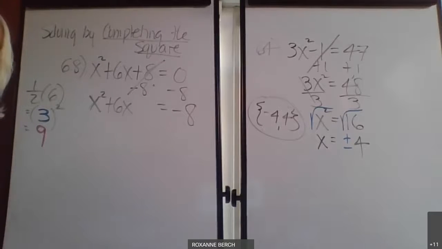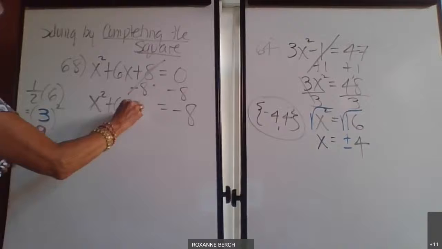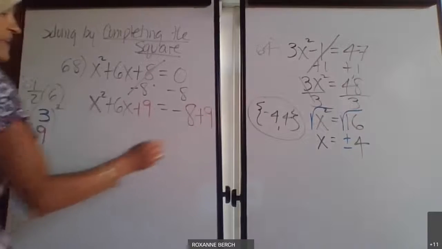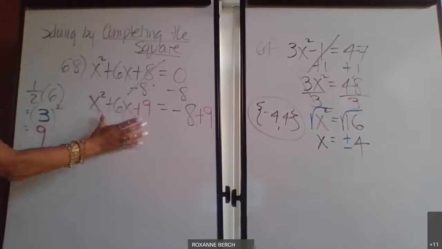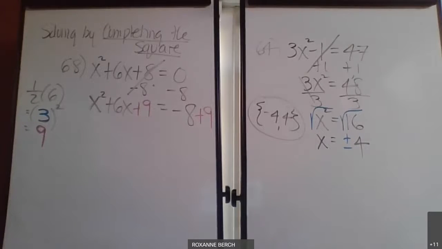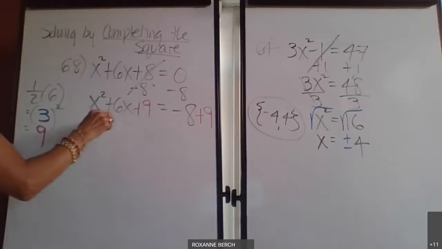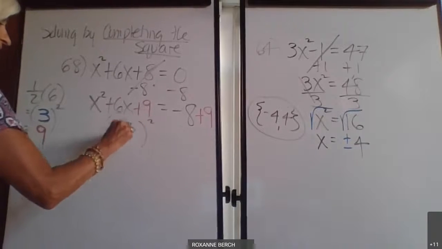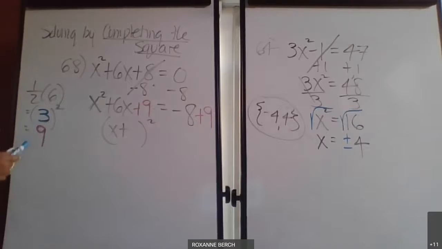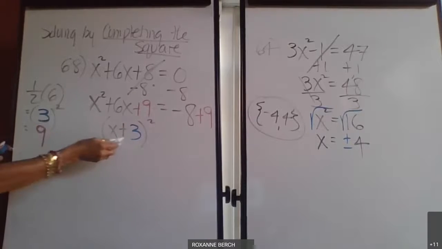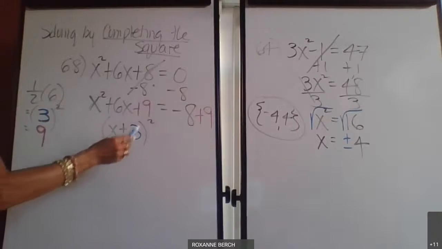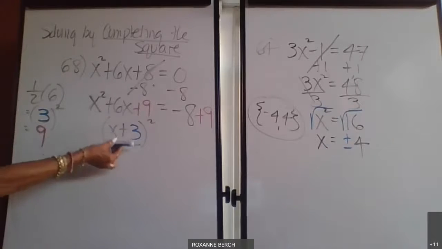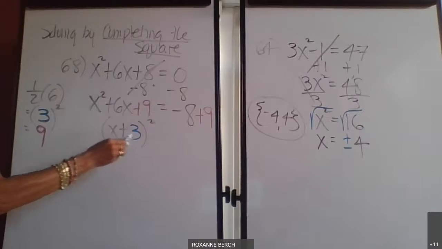I don't know if you can see these colors, but this is pink, and we're going to add the pink one to both sides of the equation. Do you see what I did? I created a perfect square trinomial. I'm putting the pink one for the trinomial and the blue one for the square of the sum. In other words, this equals this. So x plus 3 times x plus 3 is x squared plus 6x plus 9.